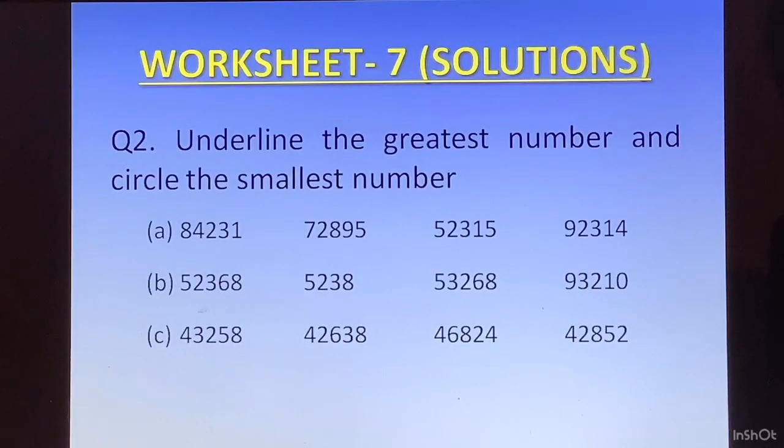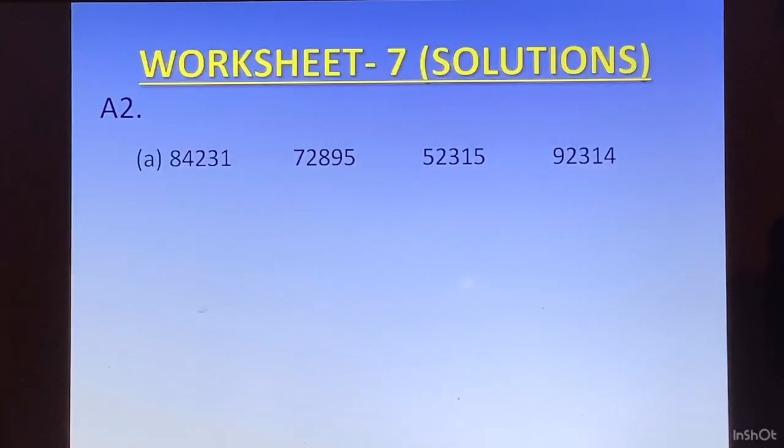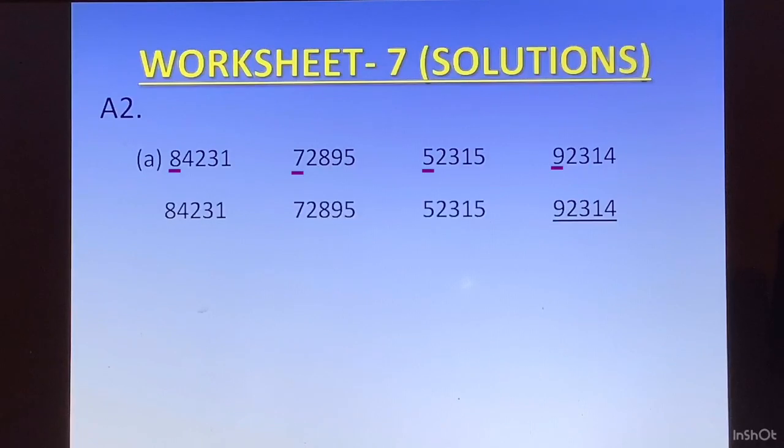Underline the greatest number and circle the smallest number. Now the first one, all numbers are 5 digits. So we will compare the first digit of each number. We have 8, 7, 5 and 9. So the greatest number will be the number starting with 9: 9, 2, 3, 1, 4. And the smallest will be, now we have to compare the remaining 3, 8, 7 and 5. So 5 is the smallest here. So the smallest number is going to be 52315.